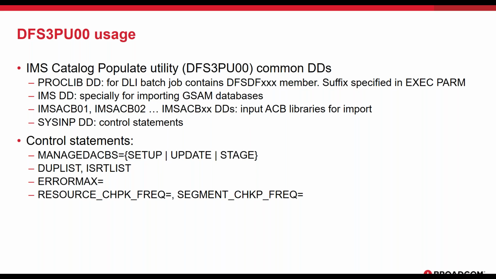The error max allows you to set up the maximum number of errors, and when this counter is reached, the utility terminates. And then the checkpoint frequencies define how many resources, in terms of databases or program views, are inserted between checkpoints, or how many segments are inserted between checkpoints into the IMS catalog database.